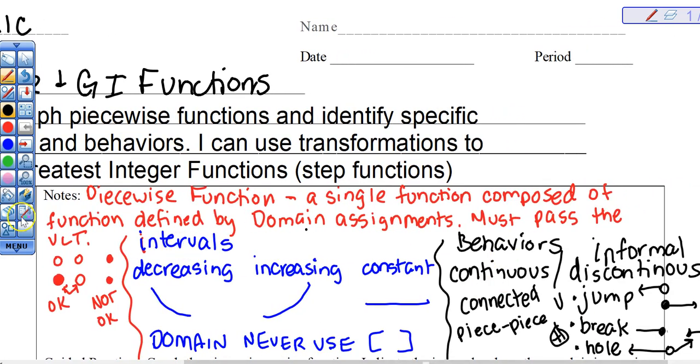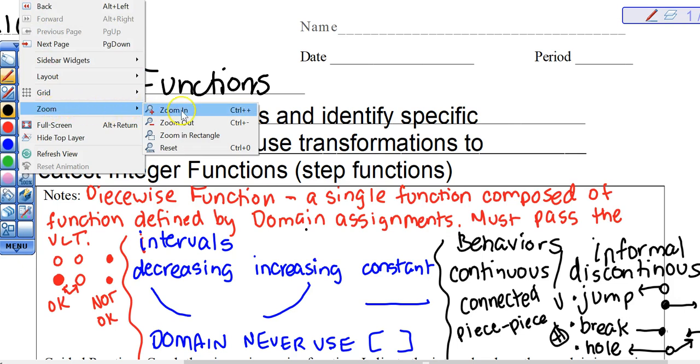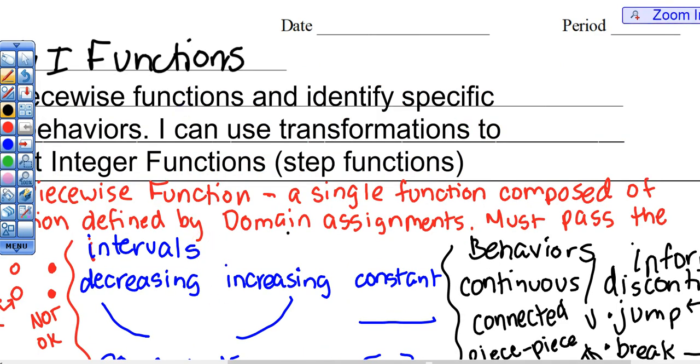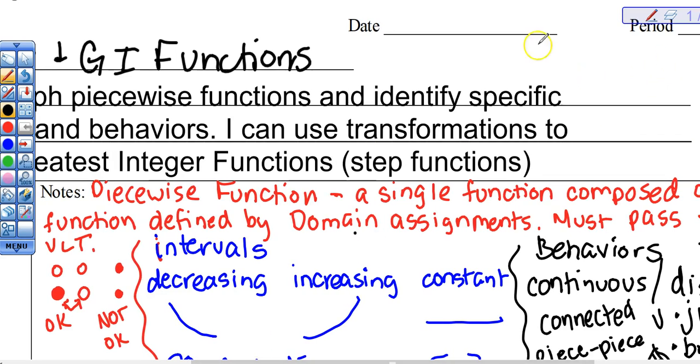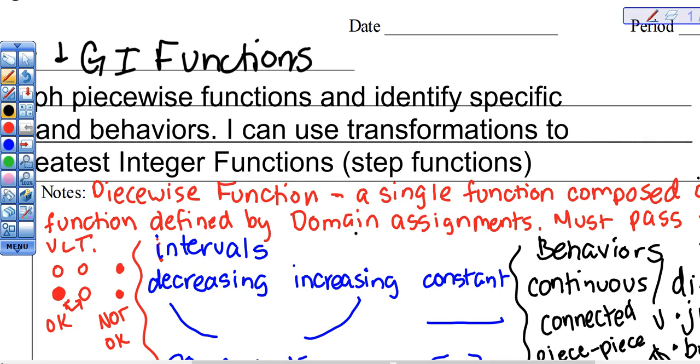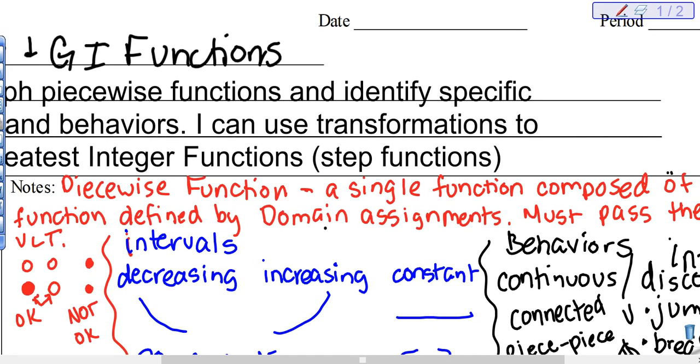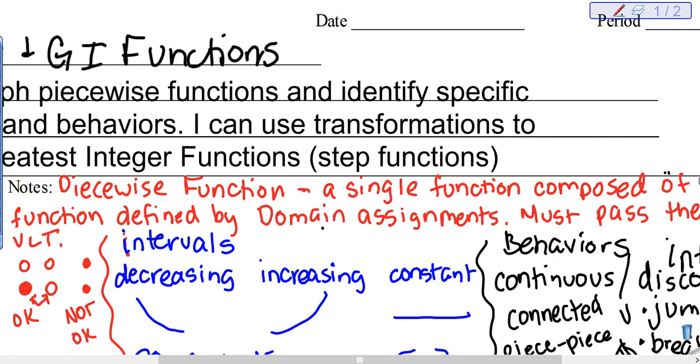And I'll go slowly so you can get this all copied down. And I'll zoom in a little bit so you can see a little better. So we'll start with the definition of a piecewise function. And let me do a little rearranging because some of my words are off my screen. There we go.